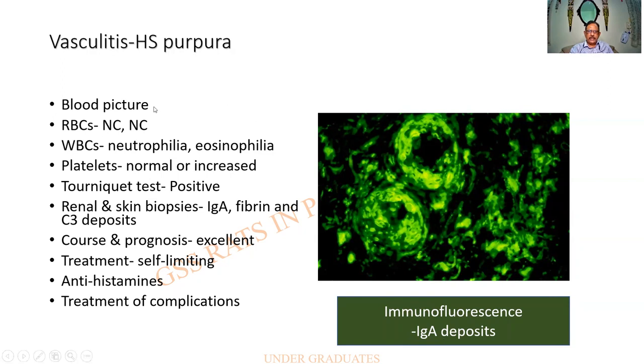When we see the blood picture, it is normocytic, normochromic. There can be neutrophilia because of the inflammation, vasculitis. If it is allergic, there can be eosinophilia. Platelets are normal, they are increased also. And tourniquet test is positive. In vasculitis, there is a test called tourniquet test, which will be positive. The course and prognosis of this disease is excellent. It is self-limiting. Antihistamines can be given. And in some cases, we will have to treat the complications. So in just 2 slides, I have given you an outline of Henoch-Schönlein purpura.